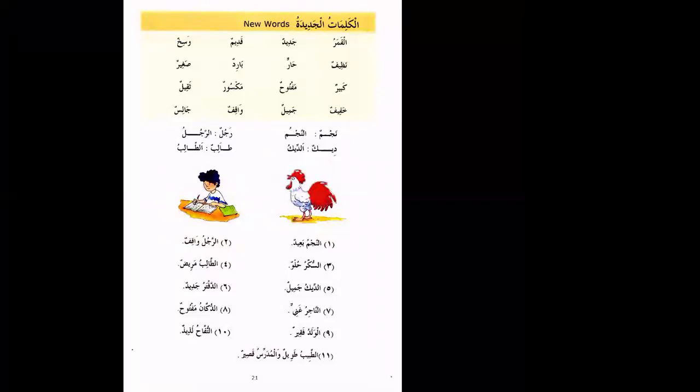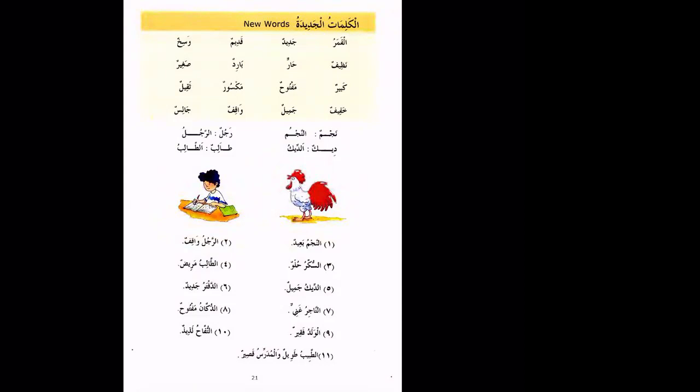So we had al-kalimat al-jadida, the new words. Al-qamar, the moon. Jadid, new. Qadim, old. Wasikh, dirty. Nadif, clean. Har, hot. Barid, cold. Saghir, small. Kabir, large or big. Maftuh, open. Maksur, broken. Thaqil, heavy. Khafif, light. Jamil, beautiful. Waqif, standing, and Jalis, sitting.